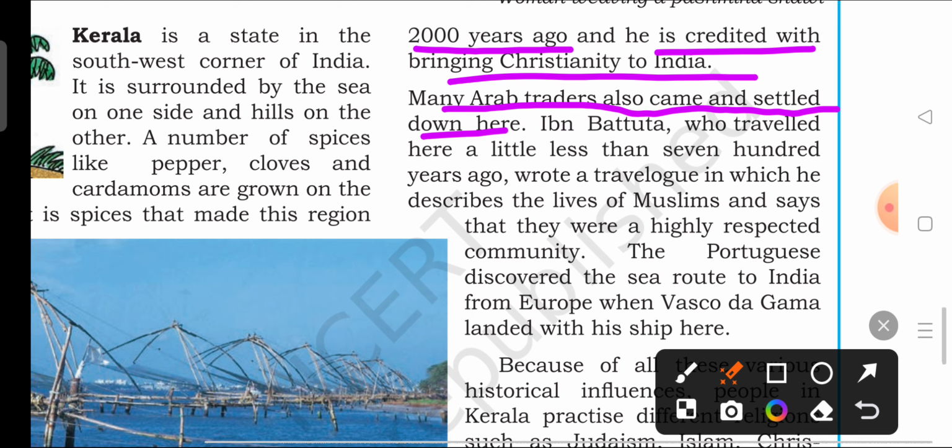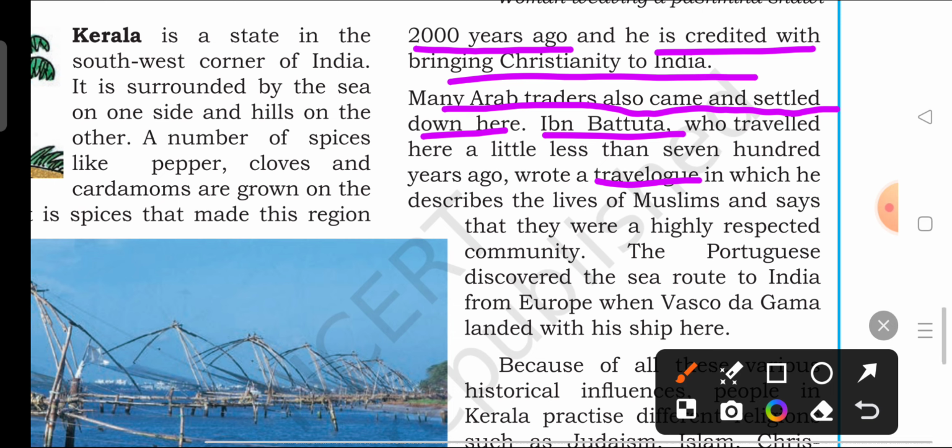Ibn Battuta, who travelled here a little less than 700 years ago, wrote a travelogue in which he describes the lives of Muslims and says that they were a highly respected community. I hope you have heard about Ibn Battuta. He is a traveler who is believed to have traveled the whole world, and he used to write a travelogue, meaning whatever he saw, he wrote about it. In it he described that Muslims are here and they are highly respected.